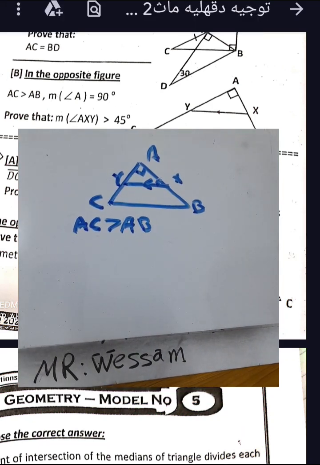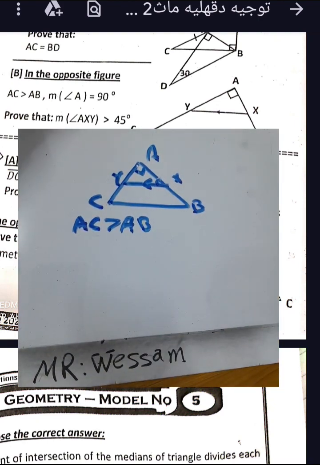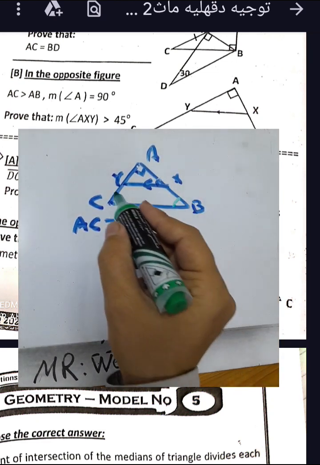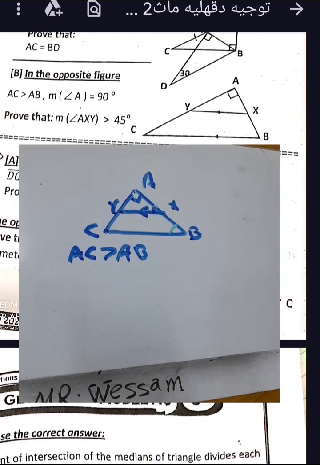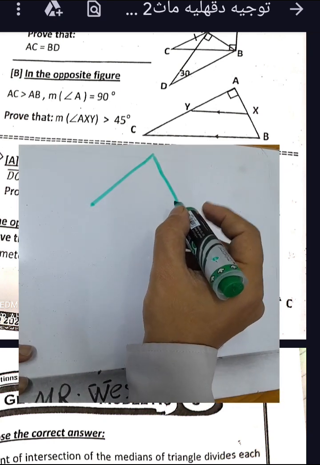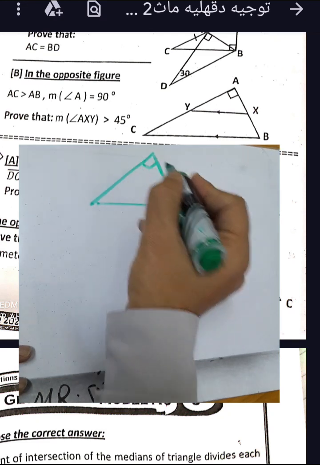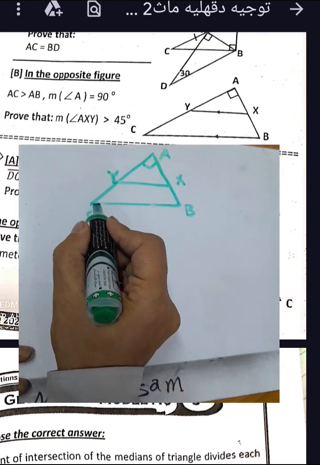AC greater than AB, then this angle B will be greater than measure of angle C. Okay, why? Because AC is greater than AB. I will draw it again. The side length is smaller than the side length here, and we have here a right angle triangle, and this side length is parallel, here X and Y, and A and B and C.